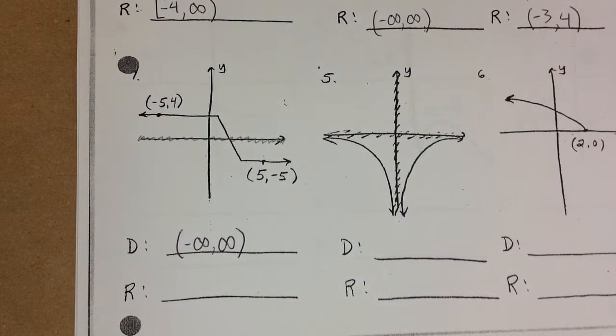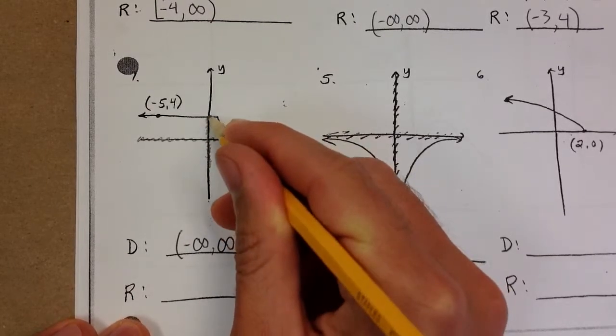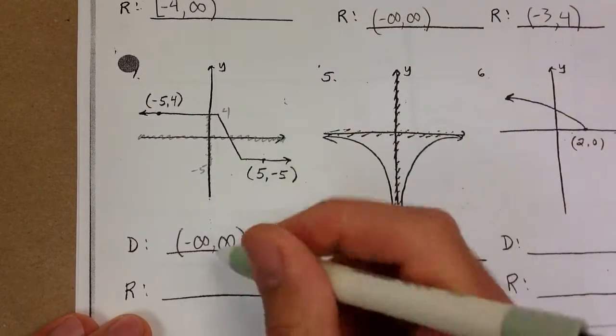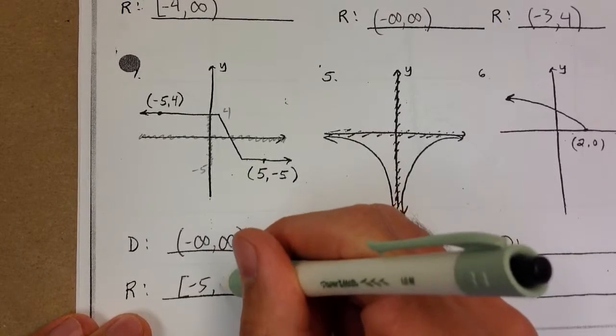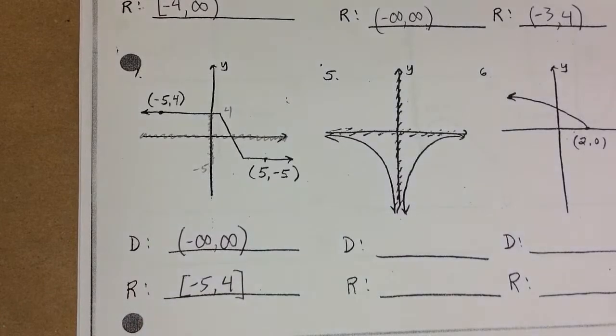Good. And Dominique, how about the range? I would start with the lower number first. Yeah. So the range goes from -5 to +4. Closed on both ends. Good. Let's do at least one more.